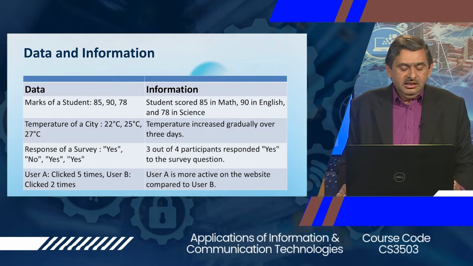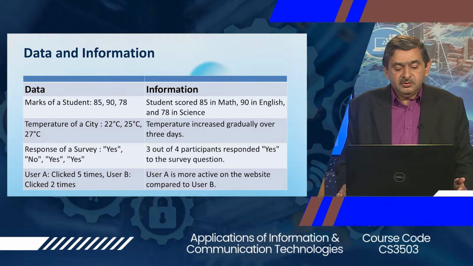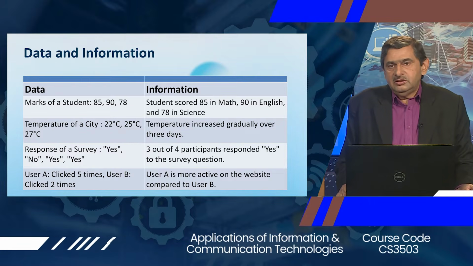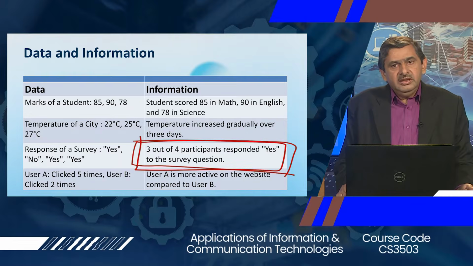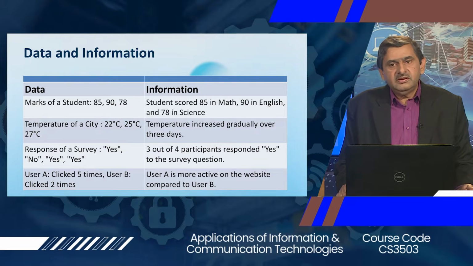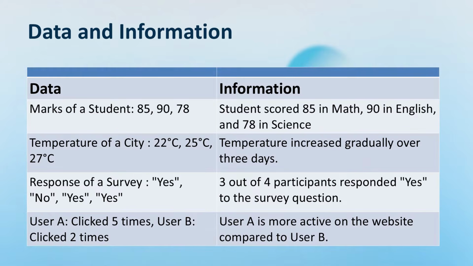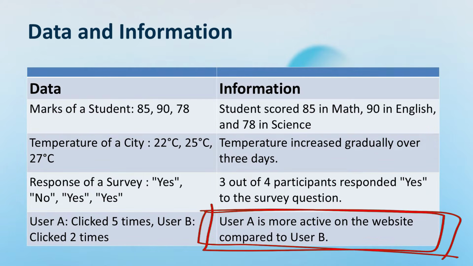In the third example, we have some responses from a survey, and we have yes, no, yes and yes, but again we are unable to understand what this is. If we represent it like 3 out of 4 participants responded yes to the survey question, now it is meaningful information. In the last example, we are given that user A clicked 5 times, user B clicked 2 times. Again, this is meaningless, but if we write it as user A is more active on the website as compared to user B, it is meaningful information.